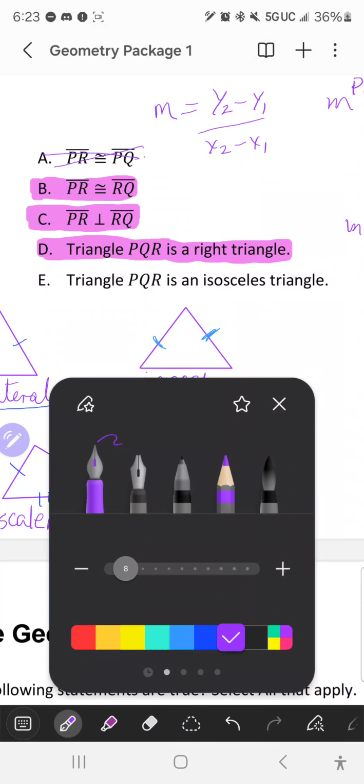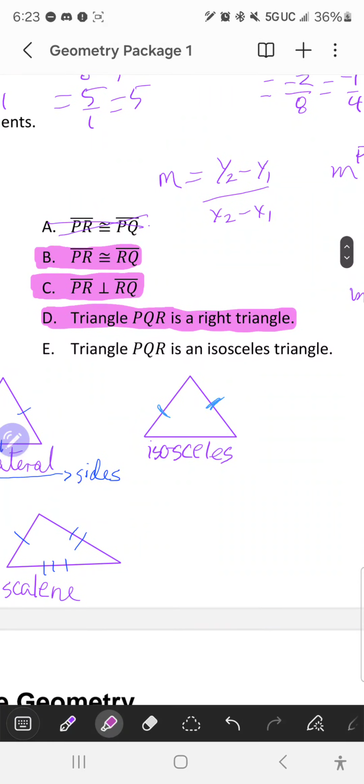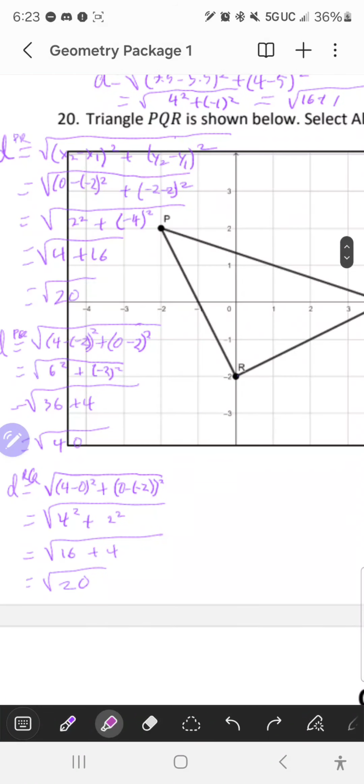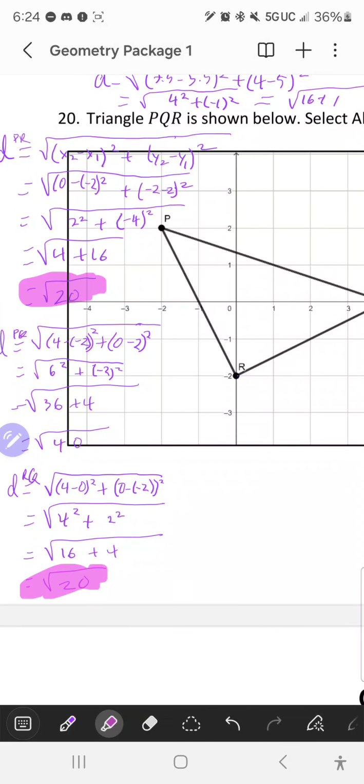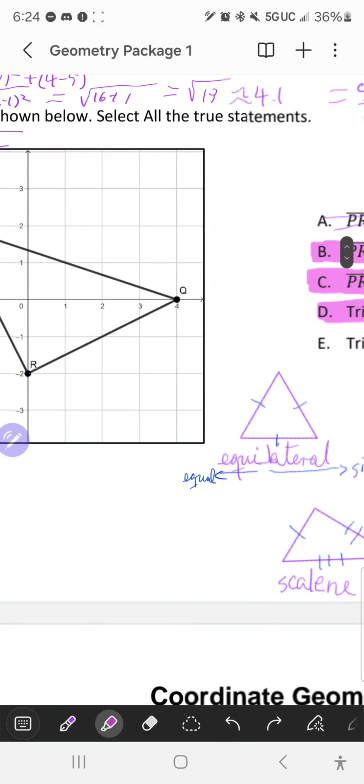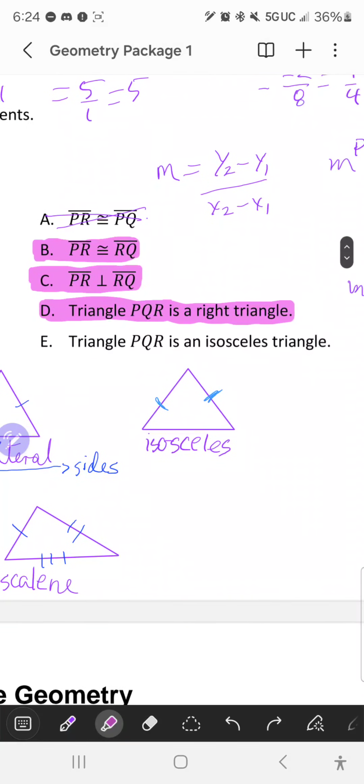And as we calculated before, we saw that PR is equal to QR. They have the same length. So since they are both equal, yes, triangle PQR is also an isosceles triangle. And just as a reminder, this is for part D.